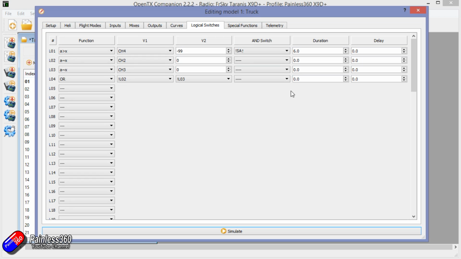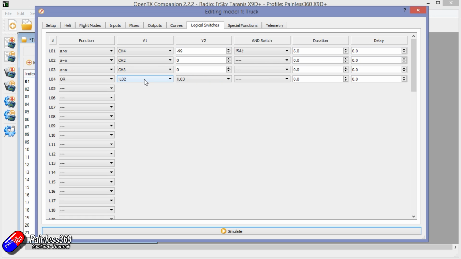Now what we can do is use that with one last logical switch that we're actually going to use for the function. So in logical switch 4, we're saying if either logical switch 2 or 3, and the exclamation mark here means when it's not, the inverse of. So if I was looking for either logical switch 2 or 3 to be on, then I would have just LS2 or LS3 for the two logical switches.